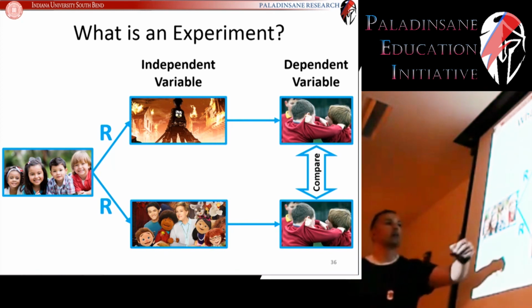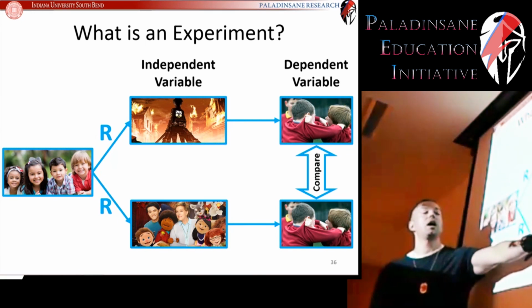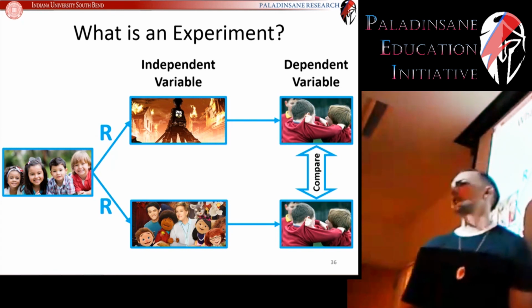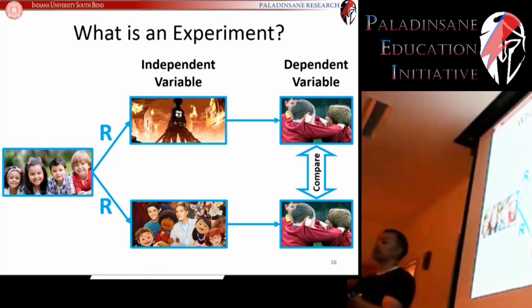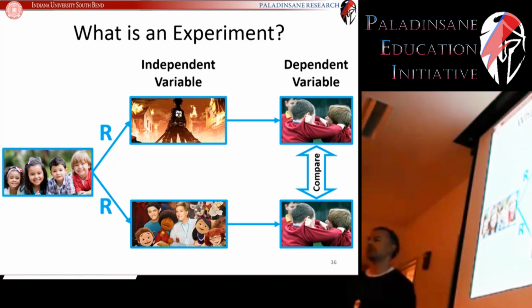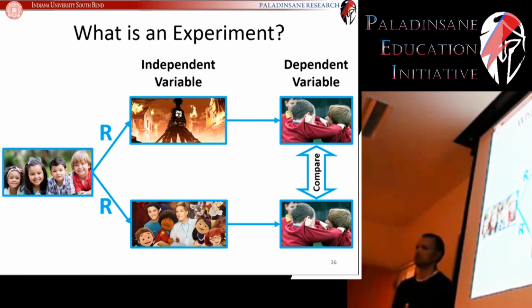So it could be that this was animated and this was not. So animation leads to violence. Live action leads to not violence. That's a possible explanation. What would we want to do to get rid of that explanation?